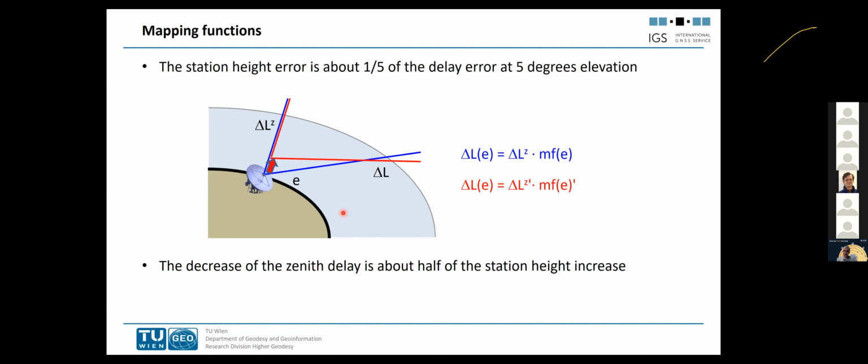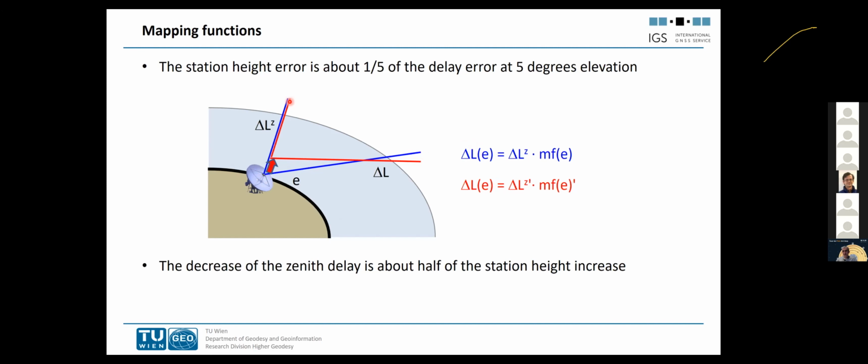So let's take a look at this figure here. Here I plotted the VLBI radio telescope, but this can also, of course, be a GNSS antenna. In blue, we have the perfect situation. We have a tropospheric slant delay, that's this, and we have a zenith delay in blue, and we have a perfect mapping function which maps down the blue zenith delay to the blue slant delay. So that's the perfect situation.